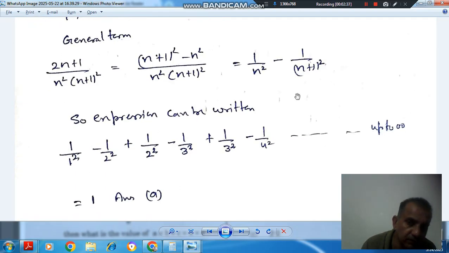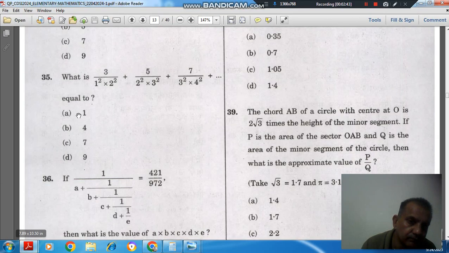So the answer is option A, which is 1. So the answer is option A.